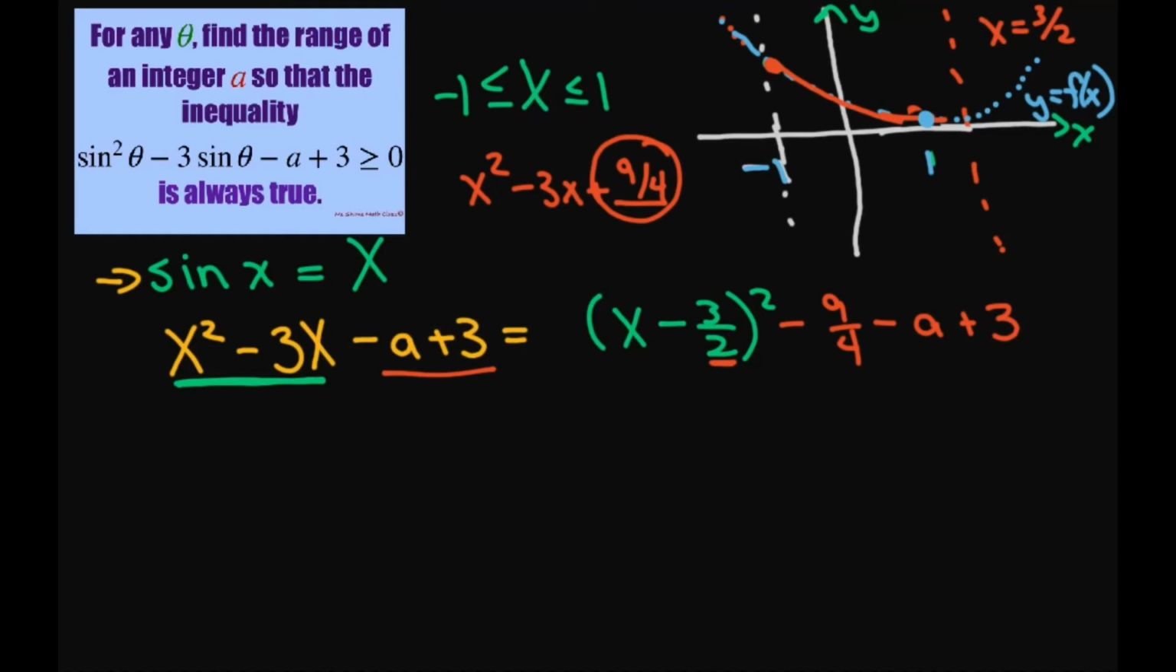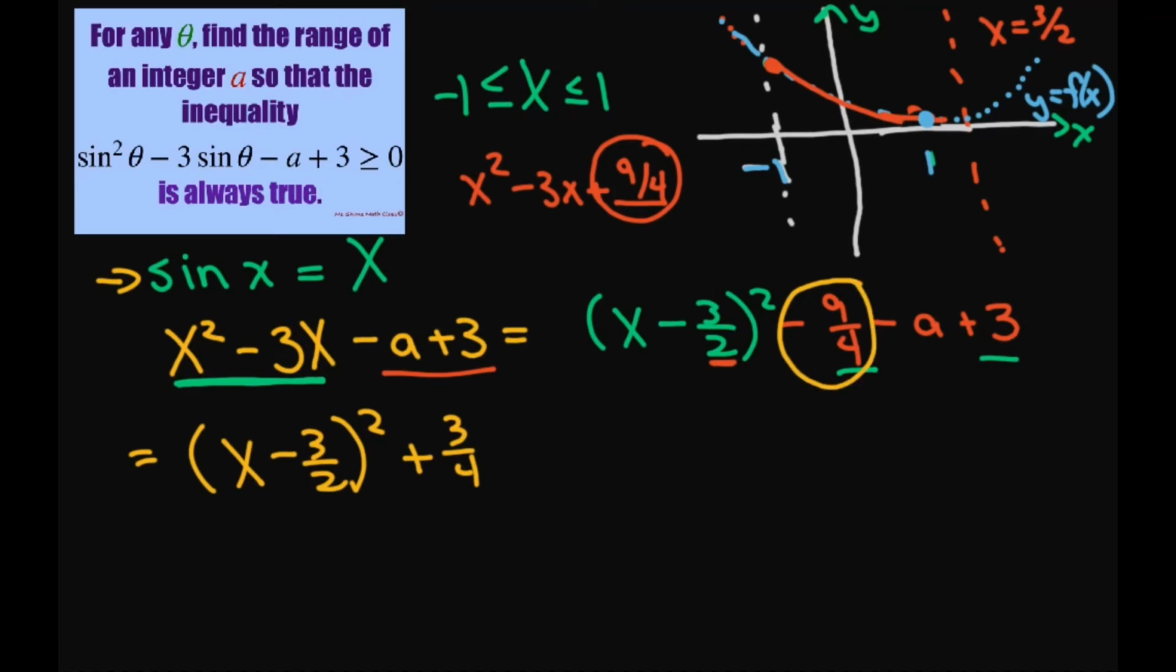All right. Now, the next step is just to add these two. So this is going to equal x minus 3/2 squared plus 3/4 when you add these two, because this would be 12/4. So you just add with a common denominator. And then you're going to have minus a. And this has to be greater than or equal to 0.